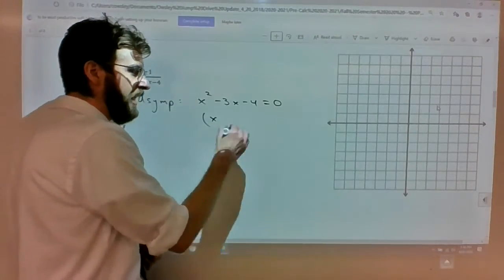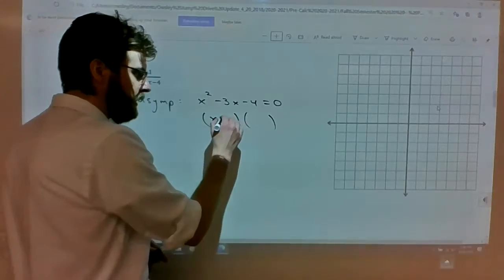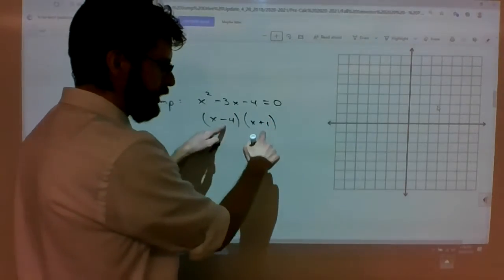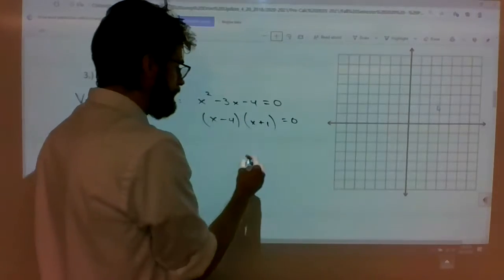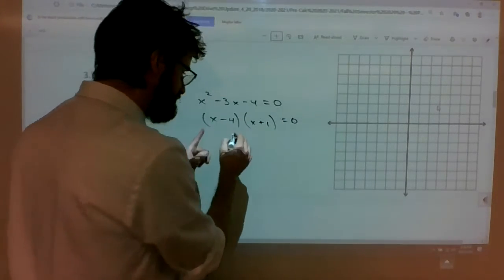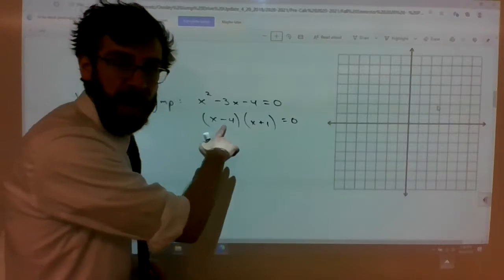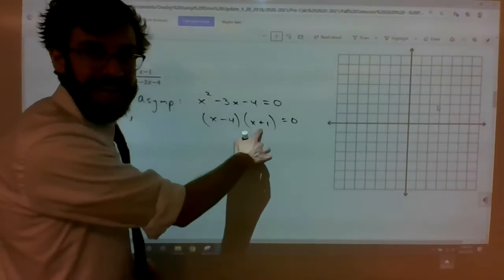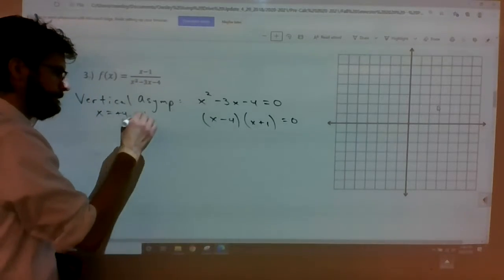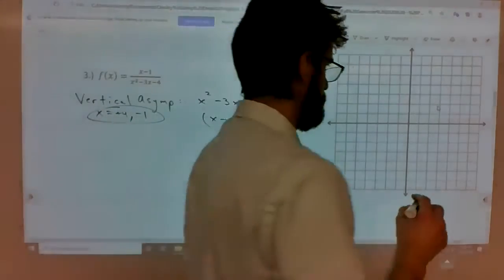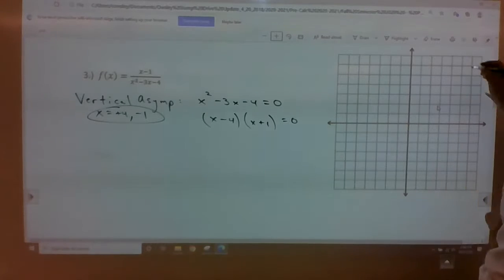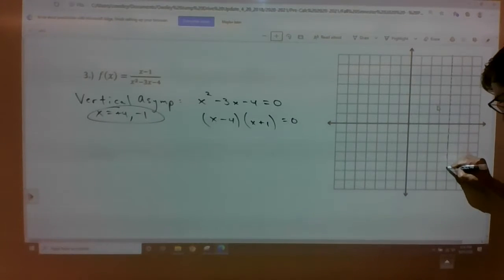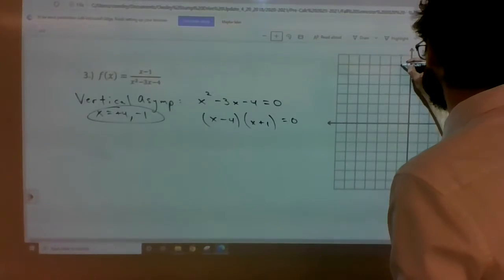This one ends up being factorable. So -4 times +1 gives me -4, and they also add up to -3. So I've got vertical asymptotes at x equals +4 and x equals -1. So 1, 2, 3, 4. And -1.